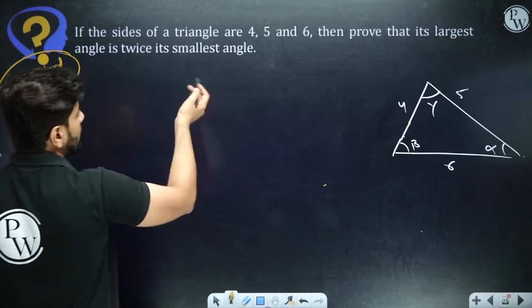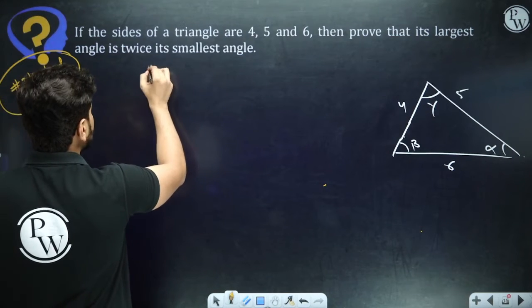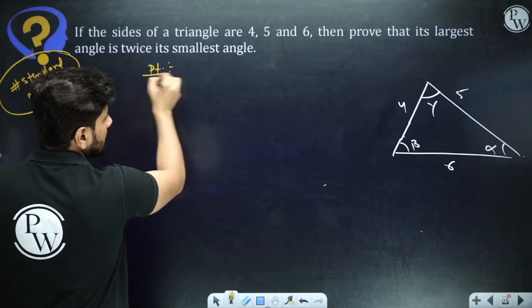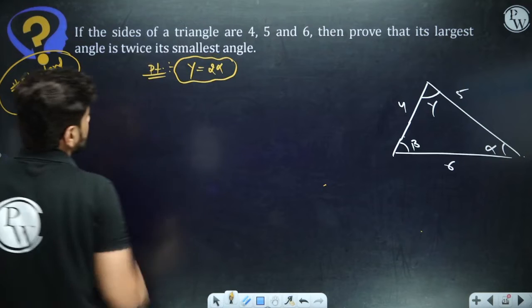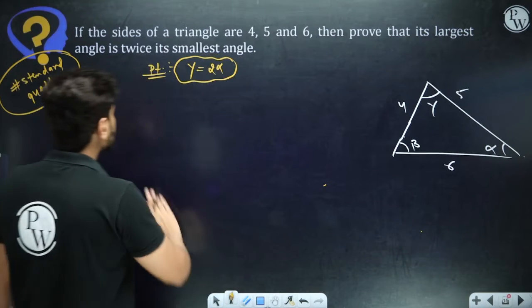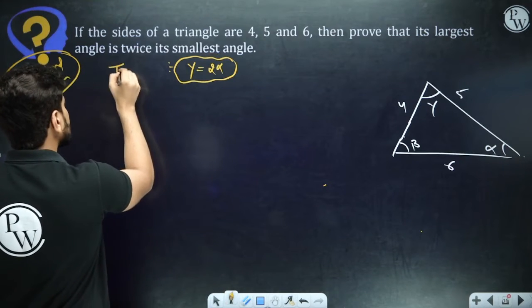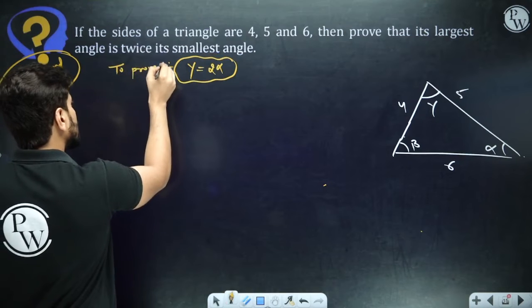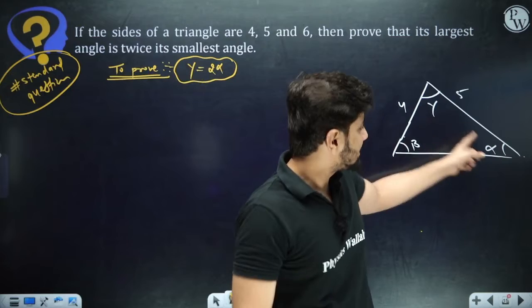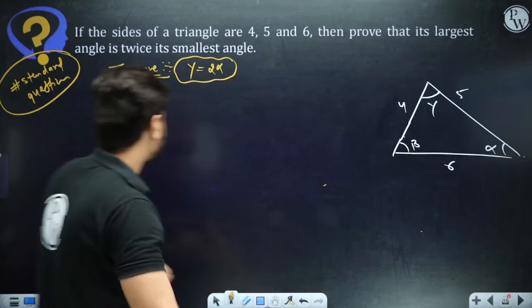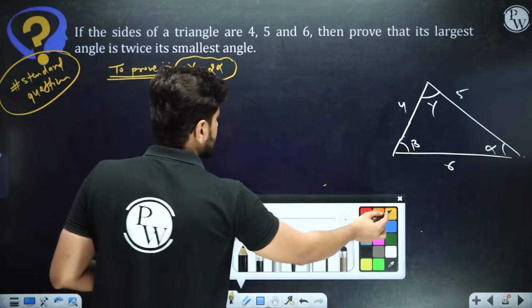So we have to prove what? Prove that its largest angle is twice the smallest angle. We have to prove that gamma is equal to 2 times alpha. This is what we want to prove. Now let's have a look.